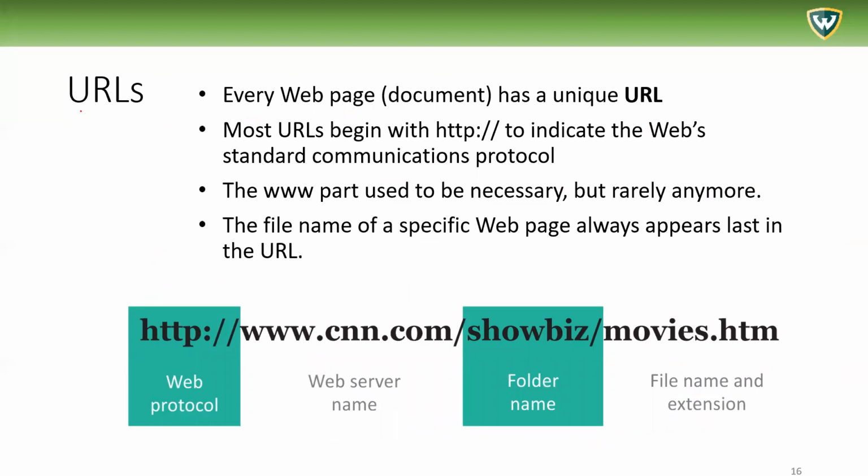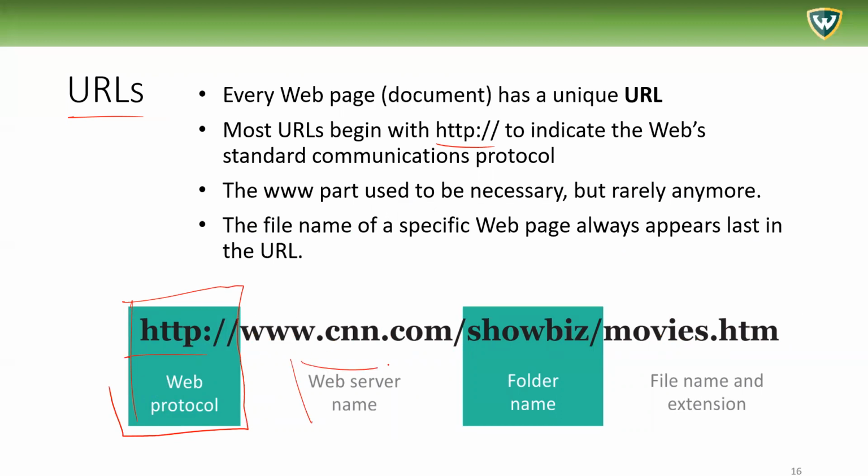So let's talk a little bit about URLs. Every web page or document or application has a unique URL. Most URLs begin with HTTP to indicate the web's standard communications protocol. The www part used to be necessary, but rarely anymore. So it's kind of an old relic. Now, the file name of a specific web page always appears last in the URL. And you can see this is just the same as the structure of a file directory system on an operating system. So you have the web protocol first, just making sure that the computer is clear. This is a web connection. We're using this form of communication.